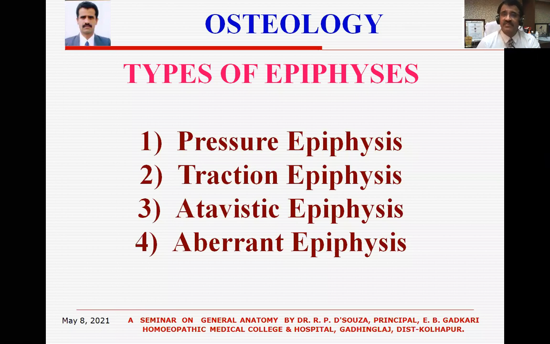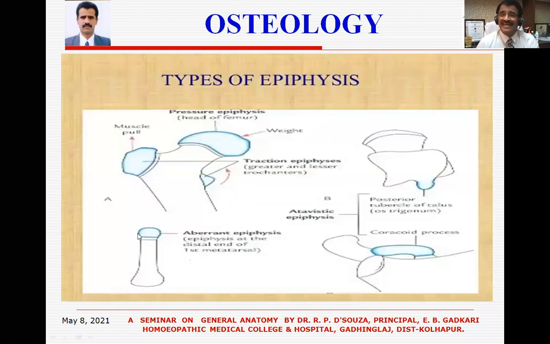It's very easy to remember. If you look at this diagram, in different bones, different epiphyses are shown. For example, this is a humerus, and the humerus head takes a pressure due to weight bearing. So it is called a pressure epiphysis. And the trochanter of the humerus is constantly prone to traction due to the pull of the muscle. So they are called traction epiphysis.